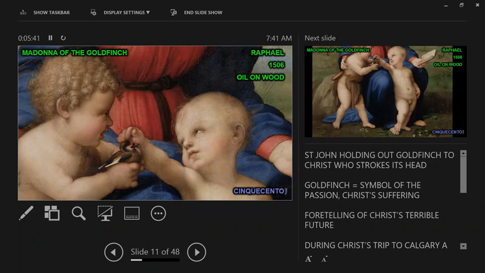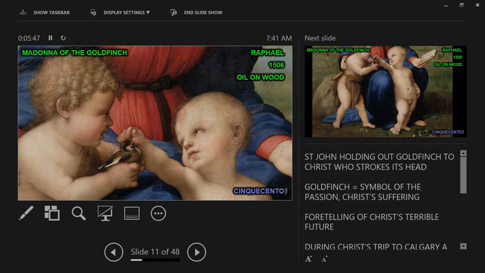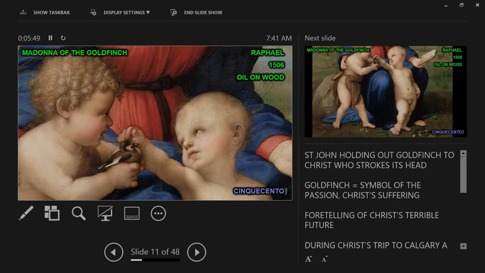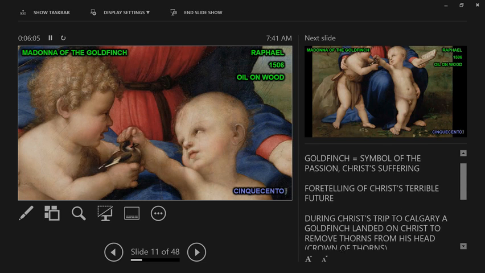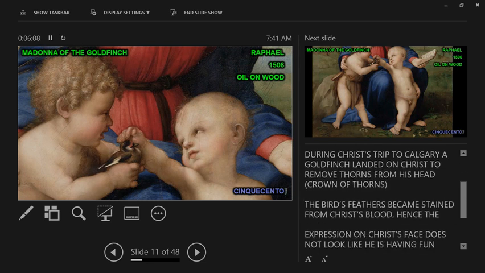In this painting, the head of Jesus looks a bit odd, but that's okay. It's Raphael. All right, say John is holding out the goldfinch to Christ, who strokes its head. And the goldfinch is a symbol of the Christ's passion. And the Christ's passion is the story of when he was arrested and then to when he was crucified. So this foretells of Christ's terrible future.